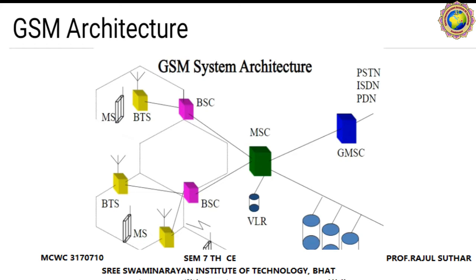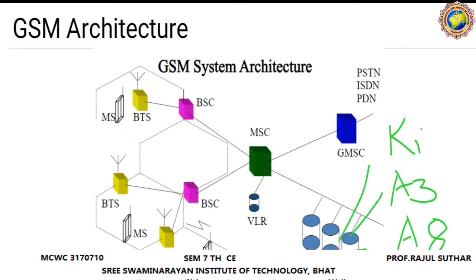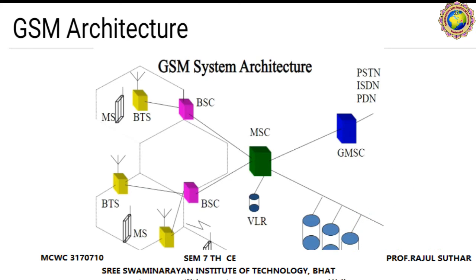The authentication center contains the security module for the authentication key KI, the authentication algorithm A3 and the cipher key generation algorithm A8. We require the KI, the key, then the authentication algorithm A3 and the cipher key generation algorithm A8. So this is covered in the authentication center.